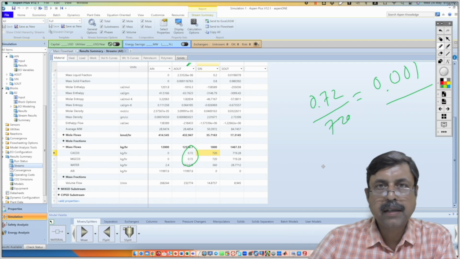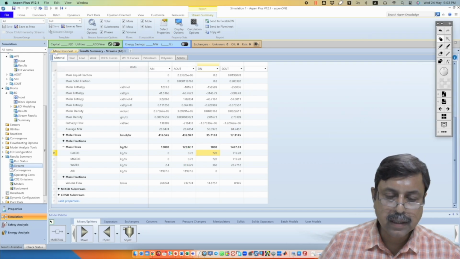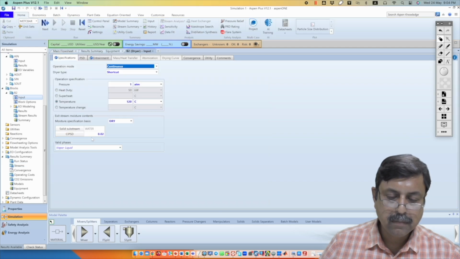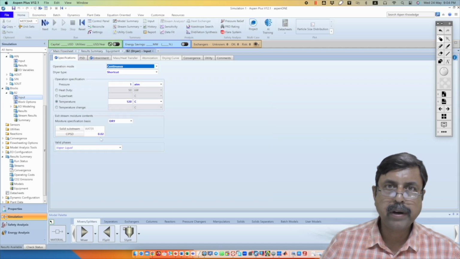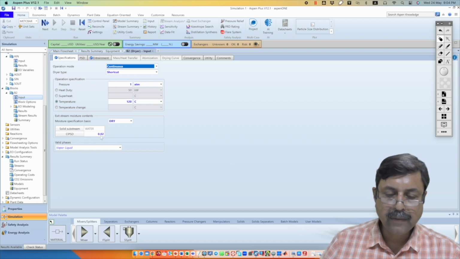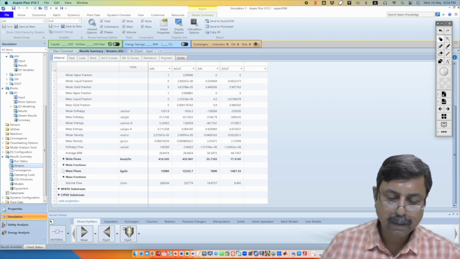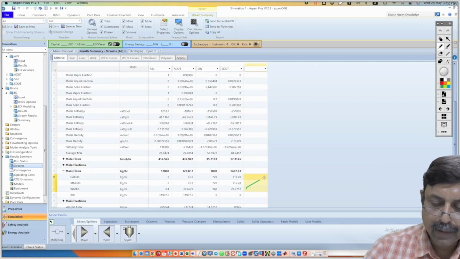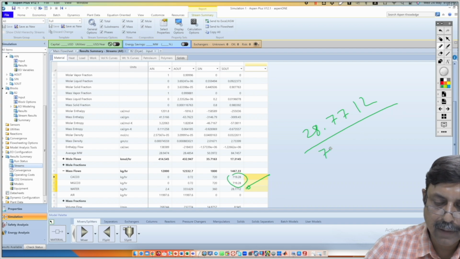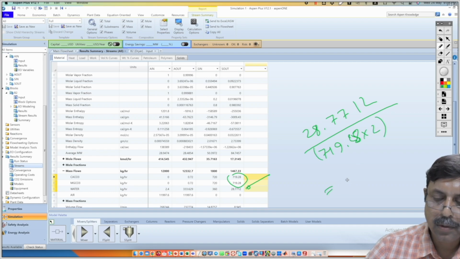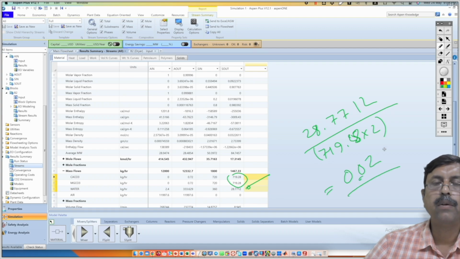And what about the other things? Like if you see the solid substream, the exit moisture content is still 0.02. We have not changed. So we have to check what is the result of that. So check it. So this is 28.7712 by this one, 719.28 multiplied by 2. This is equal to 0.02. You calculate, you will find that.